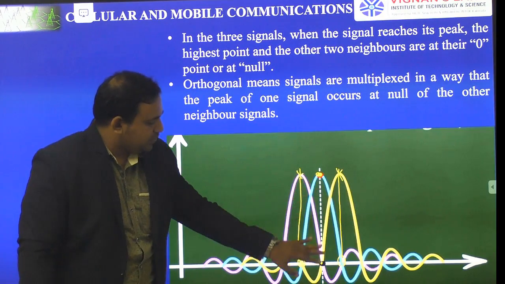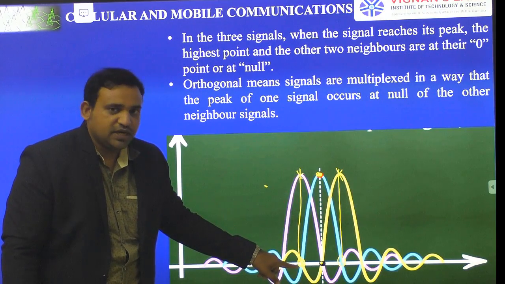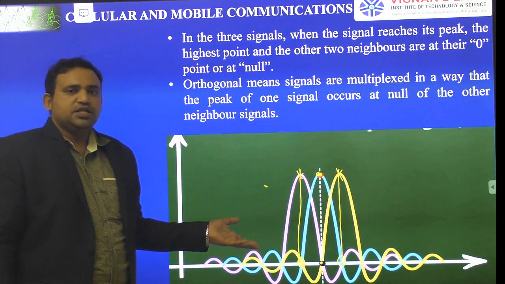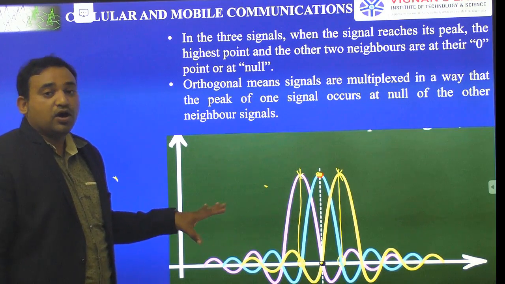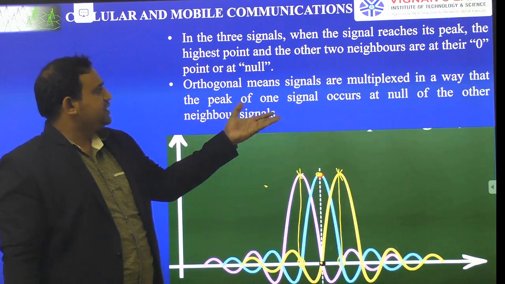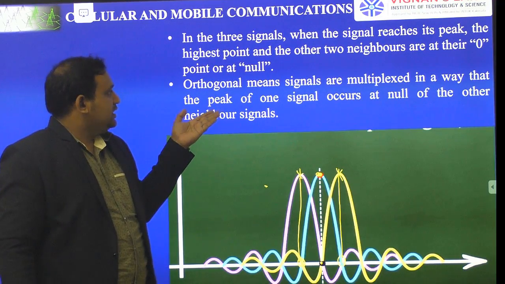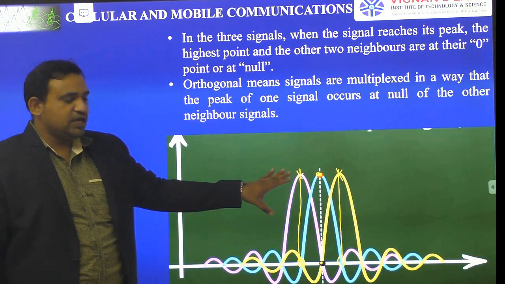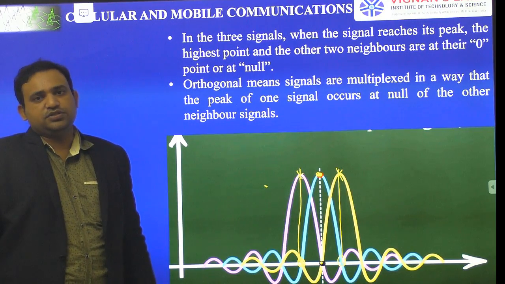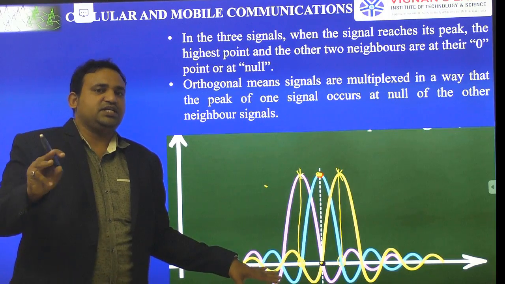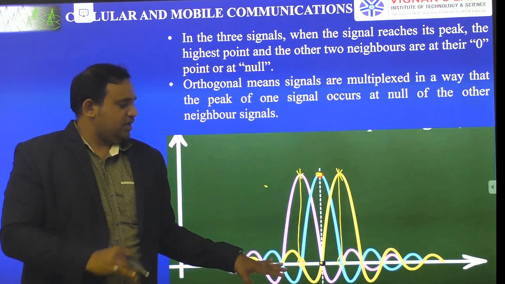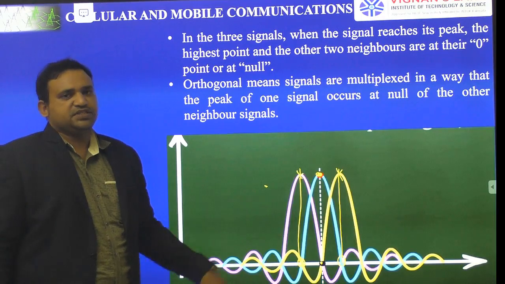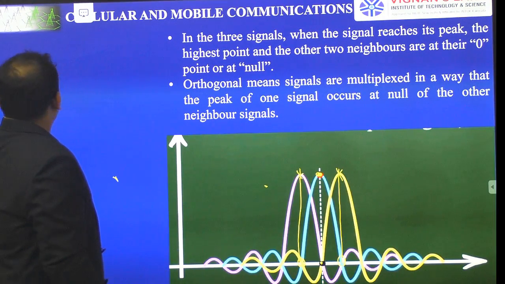So one is at peak, the other two are at null. Pink is at peak, the other two signals are at null. Yellow is at peak, the other two are at null. So there is no overlapping between the signals; in such a way they are orthogonal to each other. Orthogonality means signals are multiplexed in a way that the peak of one signal occurs at the null of the other neighboring signals. Since we have taken only three signals, this is the position. We can take n number of signals; to help understand the concept, we are representing only three signals here. That is orthogonality.